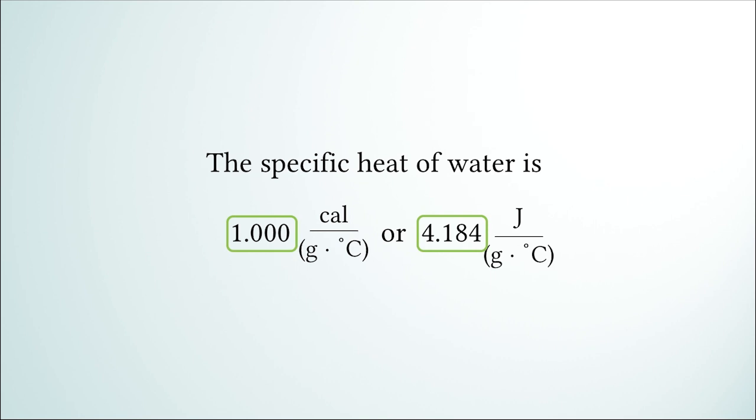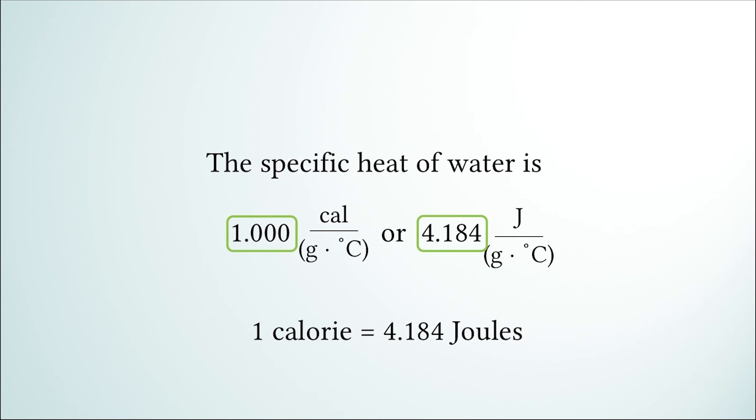Notice those two numbers. We defined a calorie as the amount of heat necessary to raise 1 gram of water 1 degree Celsius. And we also defined that 1 calorie equals 4.184 joules. So hopefully, these two values will be easy to memorize. How do chemists know what all these specific heat values are?